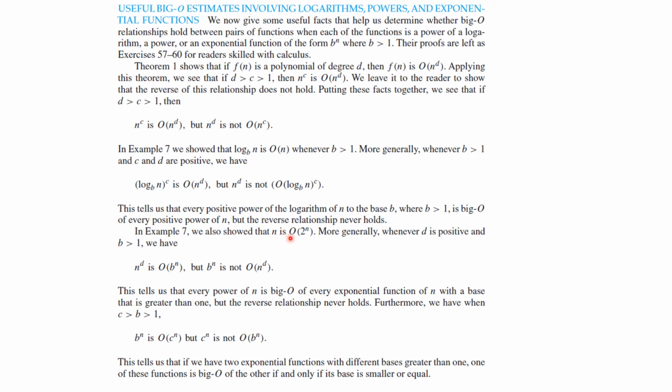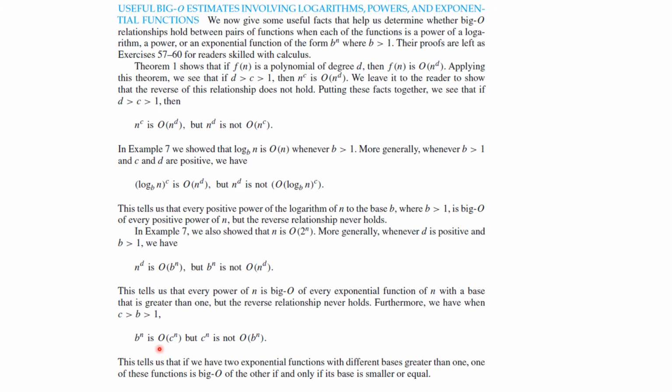Previously, we showed that n was big O of 2 to the n. More generally, when d is positive and b is greater than 1, we know that n raised to the d is big O of b to the n, but not the other way about. This tells us that every power of n is big O of every exponential function of n with a base that is greater than 1, but the reverse never holds.